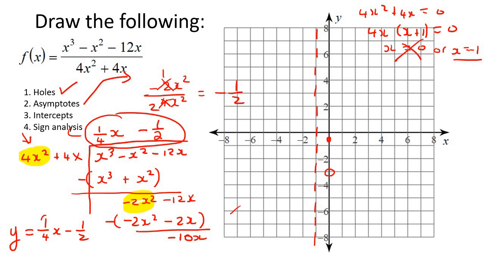And then you use your slope, which is your rise over your run. So your rise is 1, so you're going to rise by 1. And then you're going to go 4 to the right. 1, 2, 3, 4. And you can put a little dot there. And then you're going to connect these with a dotted line, because it's an asymptote. And then you just go right through.